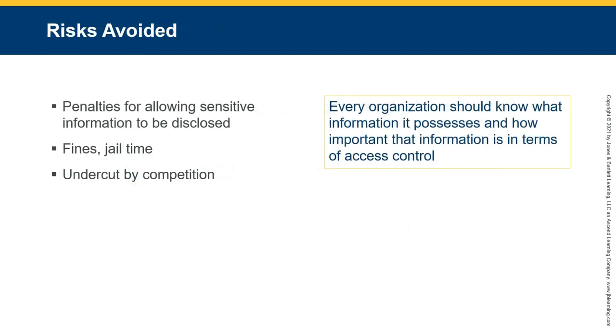Some risk avoidance: penalties for allowing sensitive information to be disclosed. We already talked about the fines and jail times that could happen if we violate HIPAA laws. And we can be undercut by competition. If they know what our costs are, they can charge less. Every organization should know what information it processes and how important that information is in terms of access control.